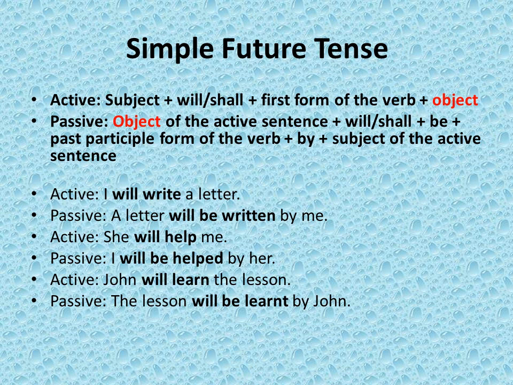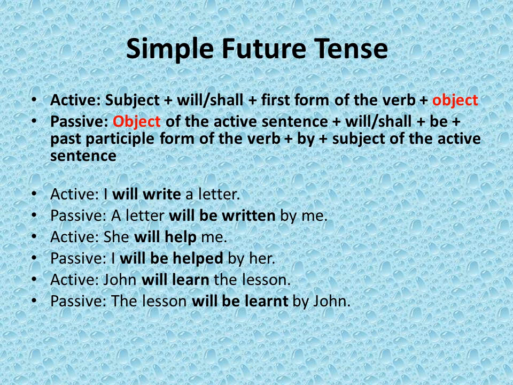In the active form we have the subject and then will, or sometimes shall, the V1, which is the first form of the verb, and the object. For example, I will write a letter. Passive form: the object of the active sentence takes the place of the subject, and then we add will or shall plus be plus V3, which is the past participle form of the verb. And sometimes we add by plus the subject of the active sentence.